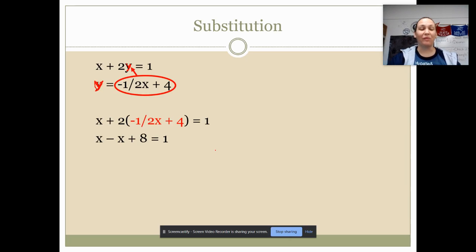Now in this problem, I have x minus x, and x minus x is 0x. So my x's actually cancel out. And so this one is a special case. So now we have 8 equals 1, and there are no more variables. So I'm no longer going to be solving for a letter because I don't have any letters to solve for.